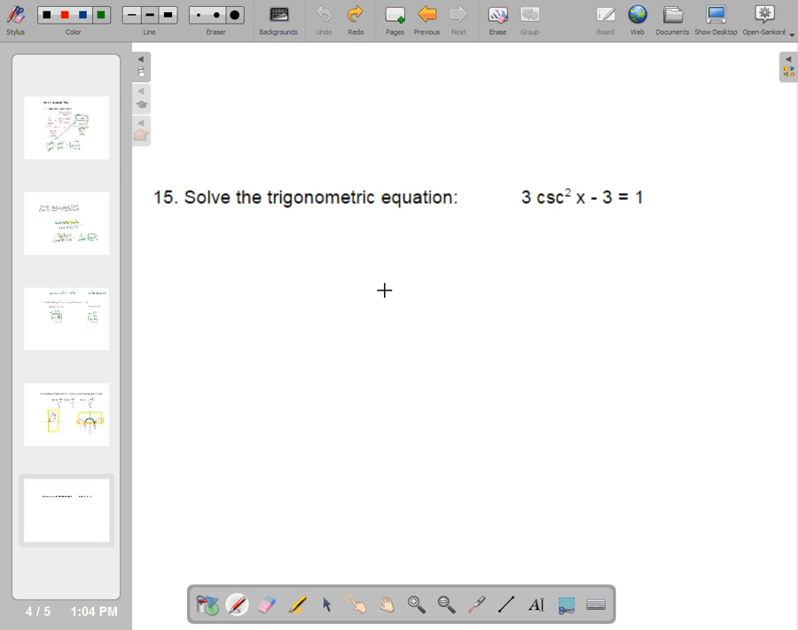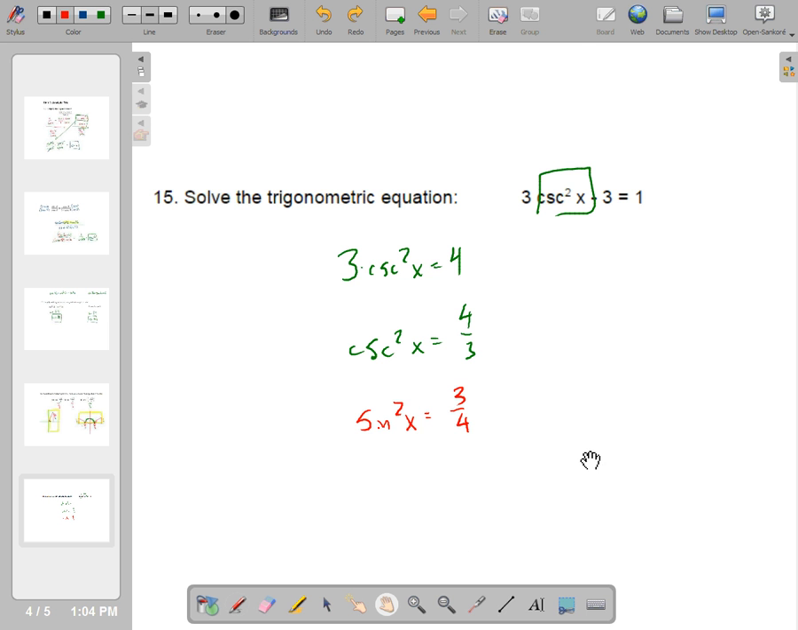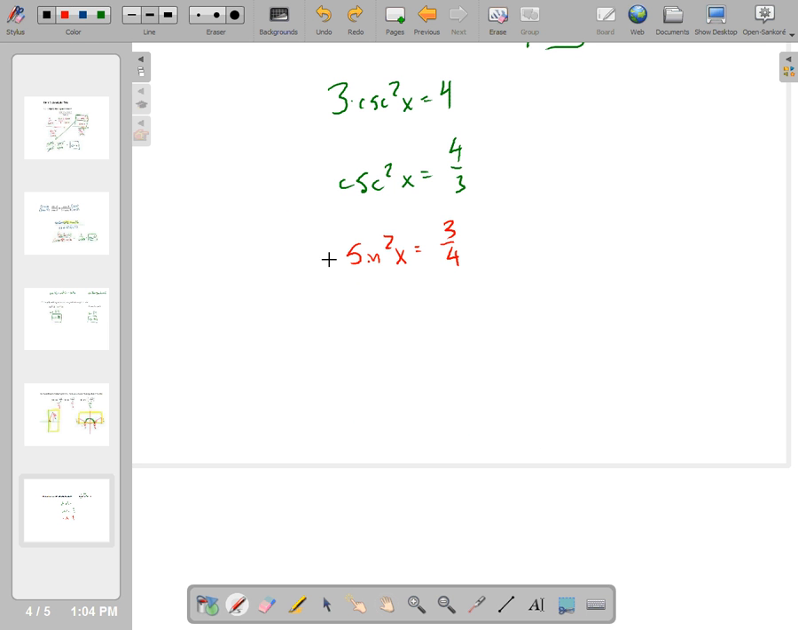Solve the trigonometric equation. Last one for unit 3. We have to isolate cosecant squared first. So let's add 3. 3 times the cosecant squared of x equals 4. Divide both sides by 3, and you have 4/3, which when I see cosecant, I'm thinking, I'd rather work with sine. So I'm going to flip both sides of this fraction and say that's the sine squared of x equals 3/4. Now that I have sine squared, I can say I want to get sine by itself, so I square root both sides. And the sine of x is, when you square root, plus or minus radical 3/2.